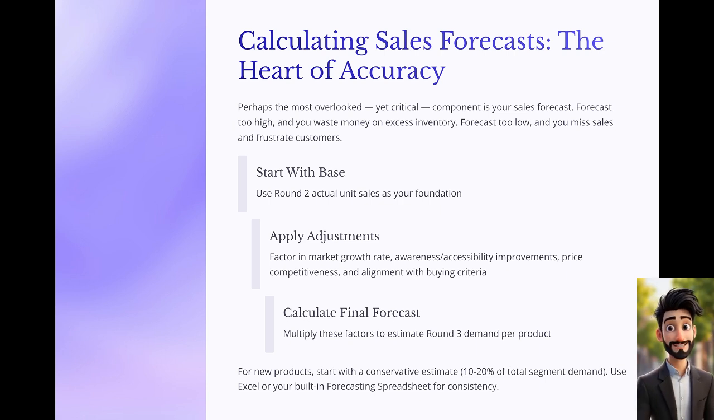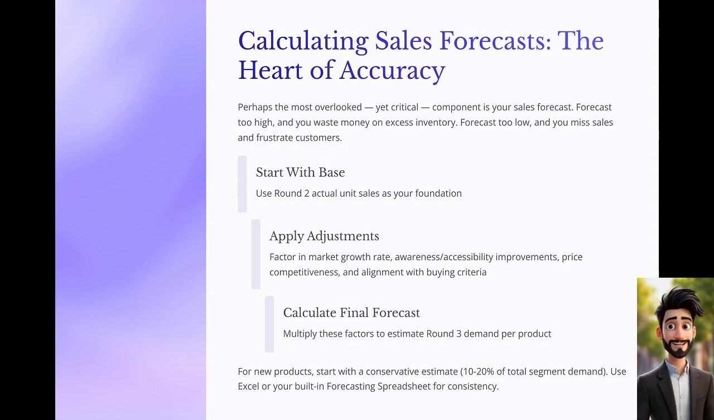2. Adjust based on market growth rate from the industry conditions report, improvements in awareness and accessibility, price competitiveness, customer buying criteria alignment, positioning, MTBF, and price. 3. Multiply these factors to estimate round 3 demand per product. If you added a new product, start with a conservative estimate. Use 10% to 20% of total segment demand if you're unsure.